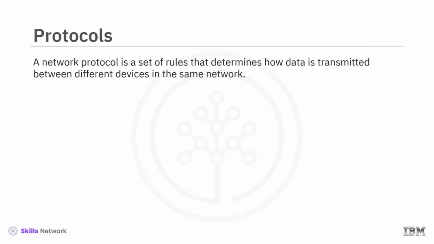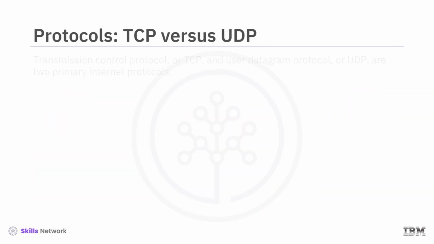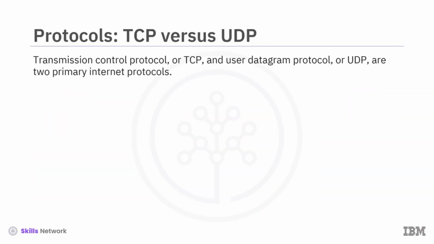A network protocol is an established set of rules that determine how data is transmitted between different devices in the same network. Network protocols are typically created according to industry standards. There are thousands of different network protocols, but they all perform one of three primary actions: security, communication, and network management. Transmission Control Protocol, or TCP, and User Datagram Protocol, or UDP, are two primary Internet protocols.